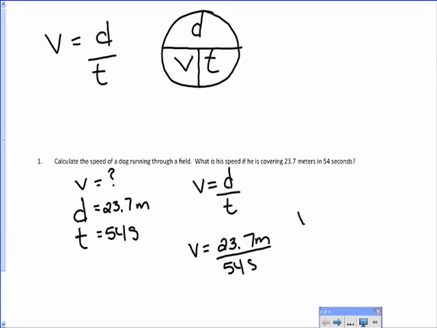So in this question, V equals 0.44 meters per second. And if you look, M right here and S right here, M divided by S, that's why our units are m/s, because it's M divided by S, meters per second. Now, this is what I would like you to do. I would like you to go ahead and do number 2, number 3, and number 4. So pause the video, do those, and then come back so that you can see the answers.